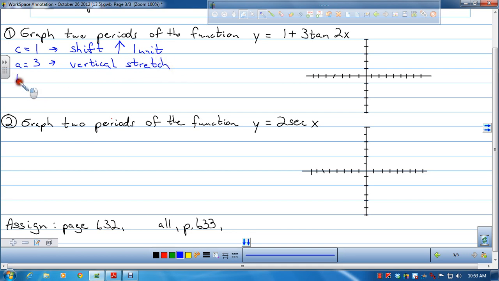And if B equals 2, then that's going to tell me the period. Remember, the period for tangent is found by taking pi over b. So my period for this one is going to be pi over 2. So now I'm going to label some key points.